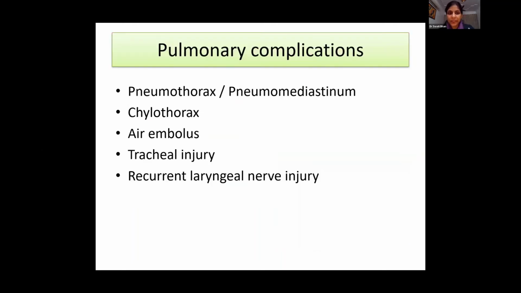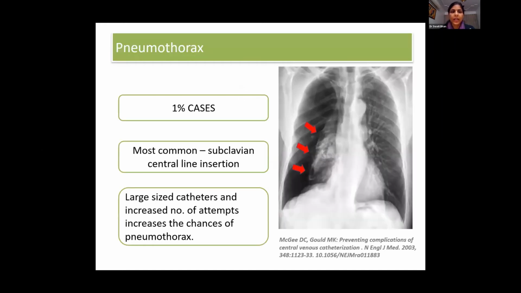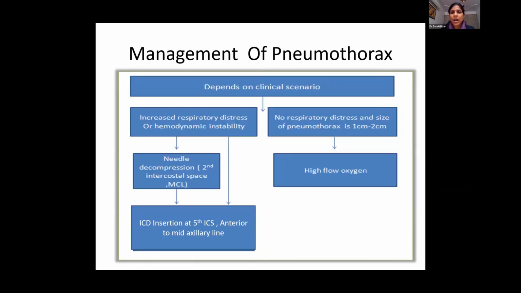Coming over to pulmonary complications, the pulmonary complications noted while putting a CVC catheter are pneumothorax, chylothorax, air embolus, tracheal injury, or recurrent laryngeal nerve injury. Now we see the pneumothorax, which is seen in about 1% of the cases. It is most common during subclavian central line insertion. As we increase the number of attempts and place larger catheters, the incidence of pneumothorax can increase. So how do we manage?